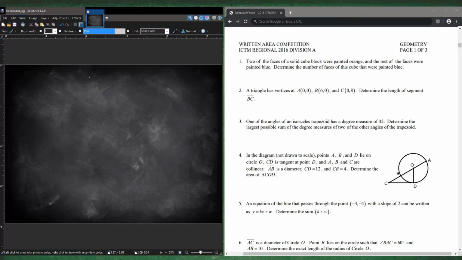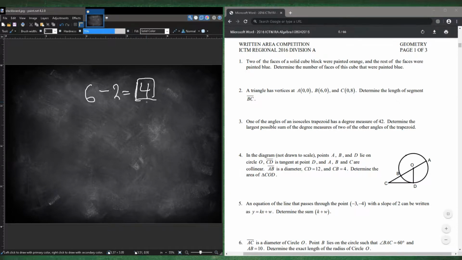Okay, let's begin. Two of the faces of a solid black cube were painted orange and the rest were painted blue. Determine the number of faces that were painted blue. So there's only orange and blue, and since there's six faces in a cube and two of them are orange, that means four is blue. So the answer is four. Okay, an easy question to start with.